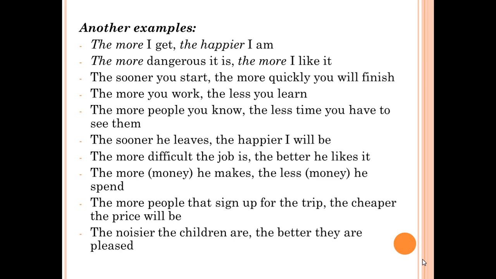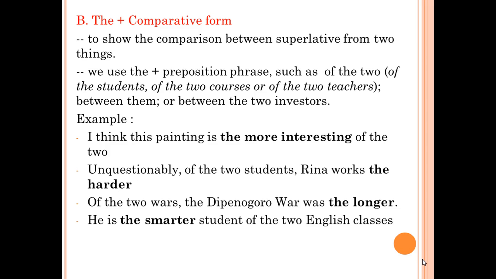Atau the more money he makes, the less money he spends. The more people that signed up for the trip, the cheaper the price will be. The noisier the children are, the better they are pleased. Itu untuk jenis yang pertama tadi, yang A. Sementara yang untuk yang B ada namanya the plus comparative form.